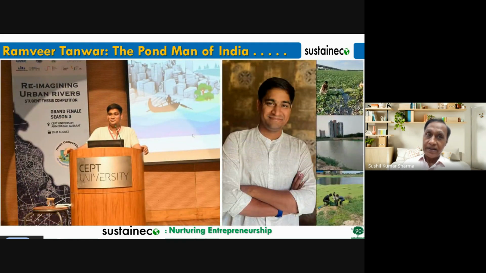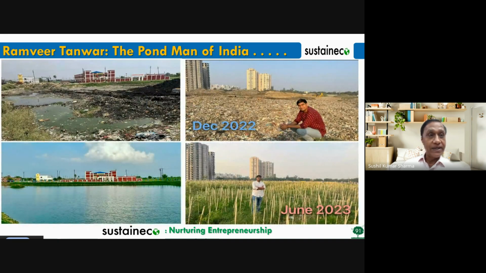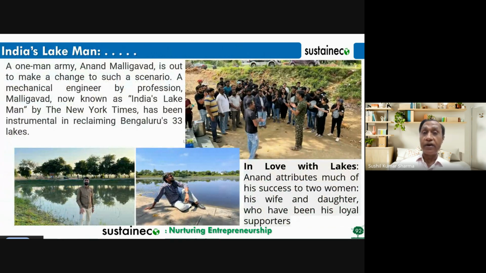This is another young man, Rambir Tamar. He is the pond man of India. He is still in his 30s, and great work he has done and is continuing. Rambir Tamar, the pond man of India, you see the transformation. These are two real life examples. Likewise, he has done many, and now he is of international fame. His projects are getting voluntary funding.